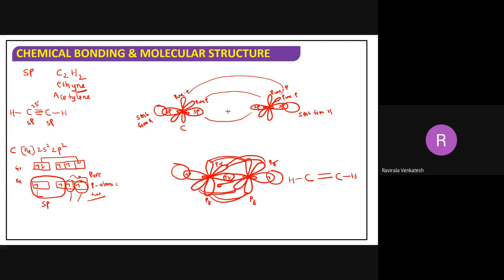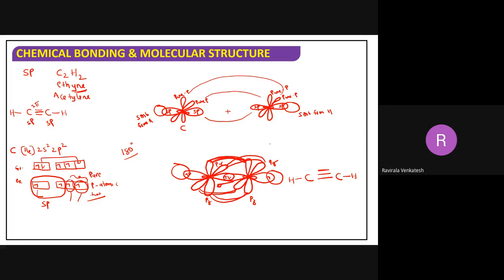One pi bond between pz and pz like this, right? Second pi bond, this one. So we got two pi bonds out here. Now the bond angle will be 180 degrees.